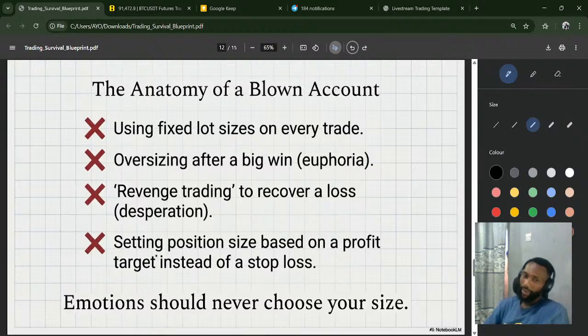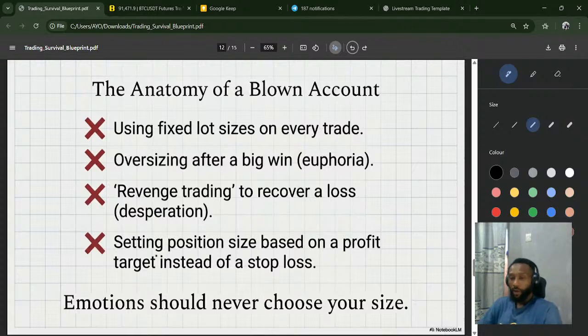Revenge trading to recover a loss. That's when you are desperate. I've been on this table before, and it happens to almost everyone, even recently. You make a loss and you want to revenge trade. Your emotions come in, you get so angry, and you want to get back into the market and try to make your profits quickly. Maybe the trade just went against you because of a slight mistake, and you feel you can get back in and recover. But you just blow your account.